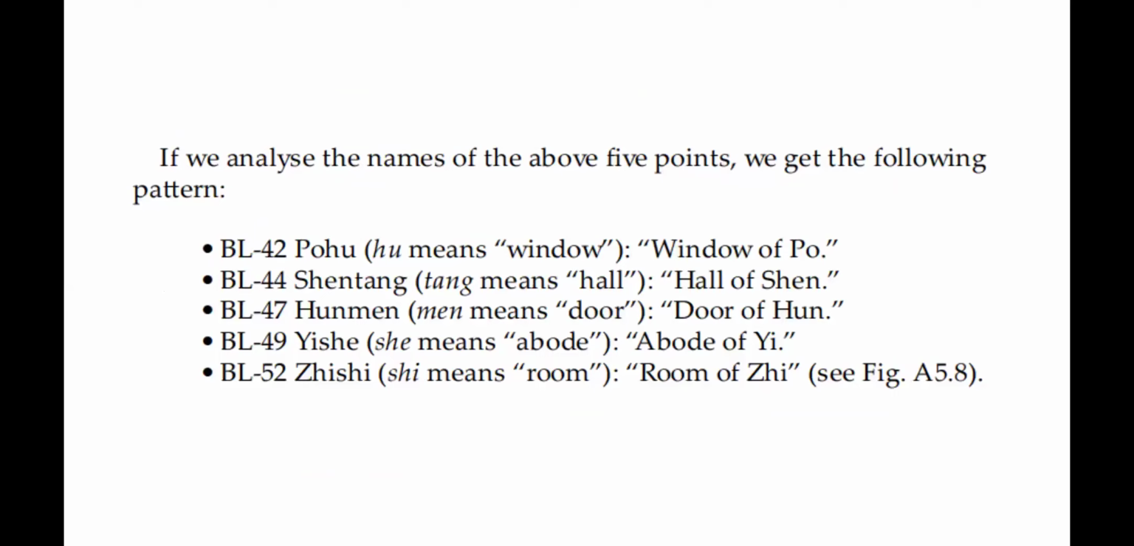If we analyze the names of the following 5 points, we get the following pattern. Bladder 42 means window, window of Po. Bladder 44 means hall, hall of Shen. Bladder 47 means door, door of Hun. Bladder 49 means abode of Yi. Bladder 52 means room, room of Zhi.